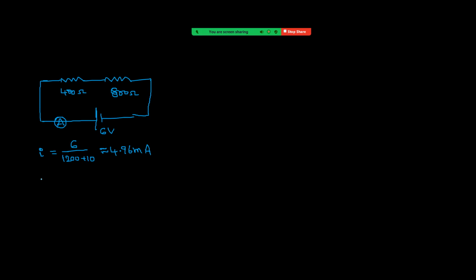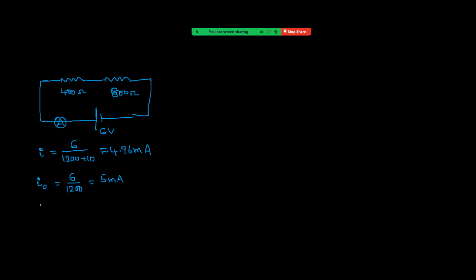Let us take it as I naught. If you are not having the ammeter, the current will be 6 by 1200. This will be 5 milliampere. If they ask what is the percentage error, it has to measure 5 milliampere, but it is measuring only 4.96.